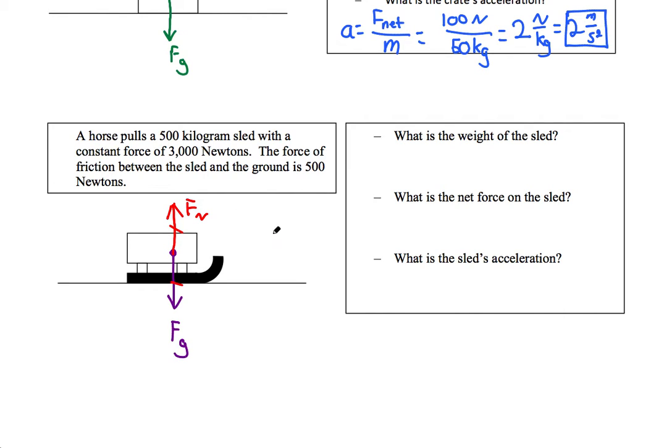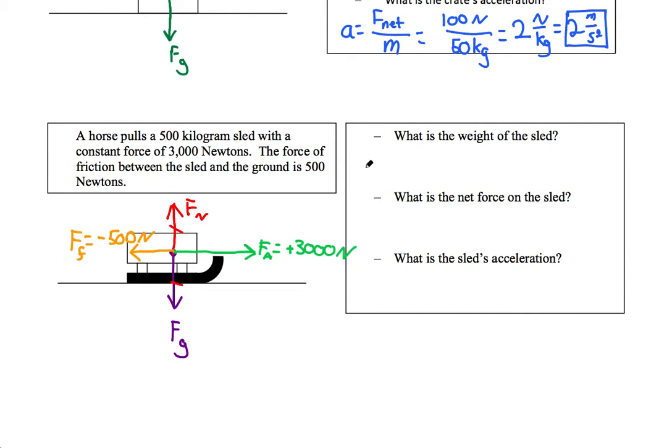The horse is pulling the sled, so there's a horse over here pulling this way. There's an applied force, F sub A, in the positive direction, and it's 3,000 newtons. There's also friction acting the opposite way, and friction always acts in the opposite direction of the motion. So now I've got F sub f, the force of friction, which was 500 newtons, in the opposite direction of our applied force, so we're going to call this way negative.